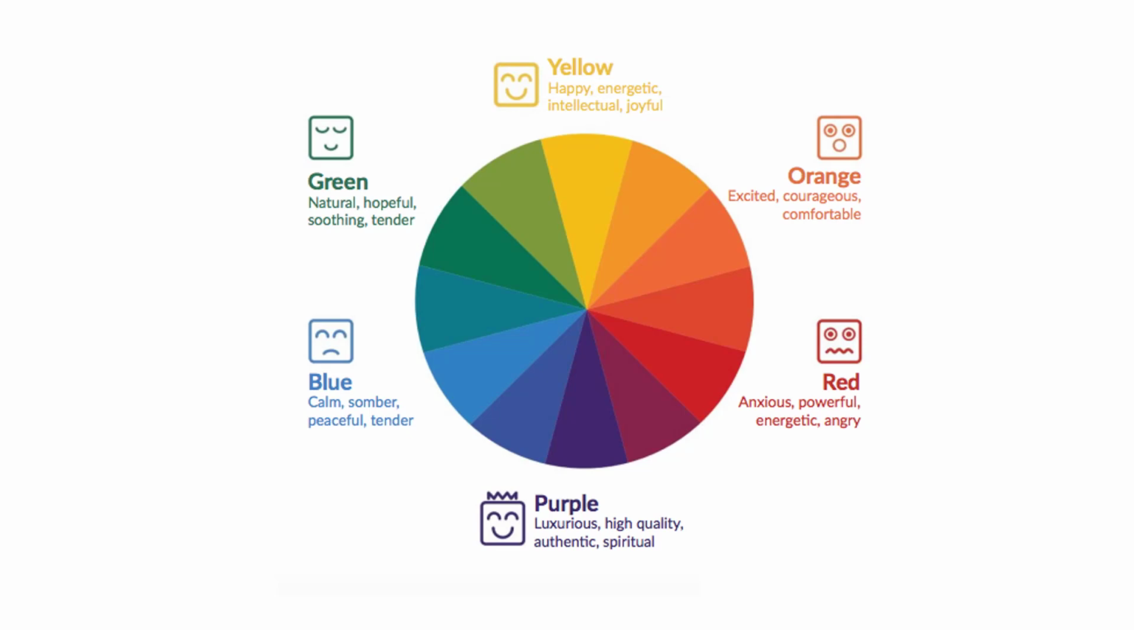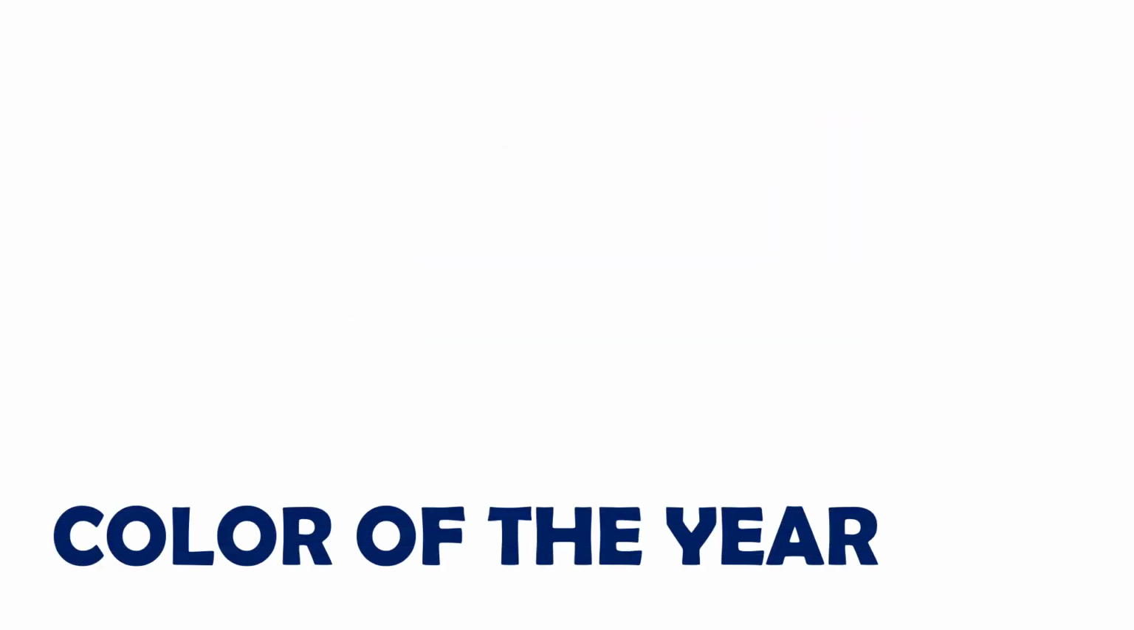Orange: excited, courageous, comfortable. Red: anxious, powerful, energetic, angry. Purple: luxurious, high quality, authentic, spiritual. Blue: cold, somber, peaceful, tender. Green: natural, hopeful, soothing, and tender.